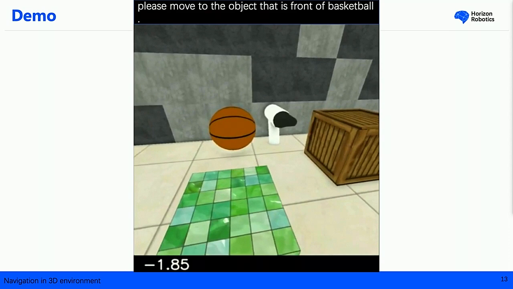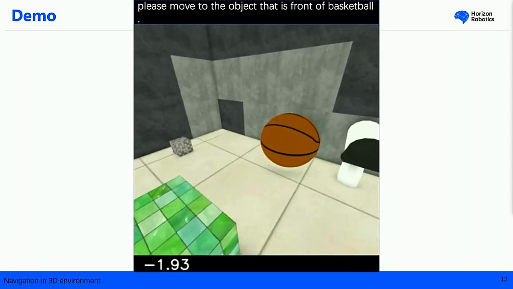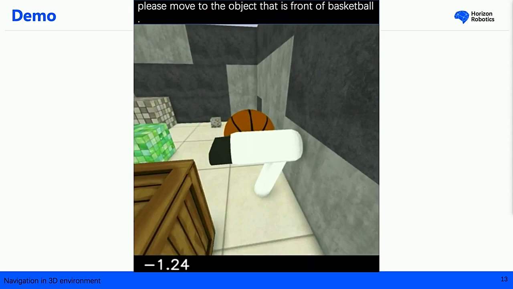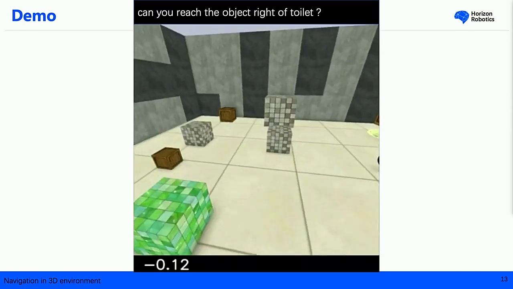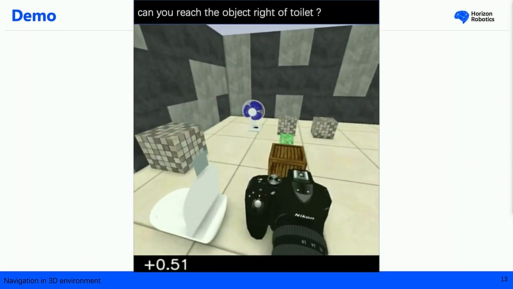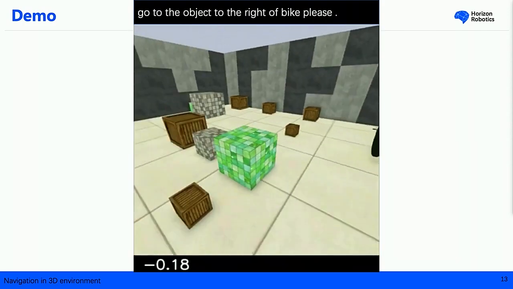And here's a short video demo to show how our agent navigates according to the instructions. Here the current command is please move to the object that is in front of the basketball. We can see that from this angle, there's nothing in front of the basketball, but there's a toilet paper beside the basketball. So in order to successfully execute the command, the agent has to approach the toilet paper from a direction where it's actually in front of the basketball. This kind of understanding is trained in an end-to-end fashion through deep learning. After it finishes a command, it will get a new environment and different instructions.